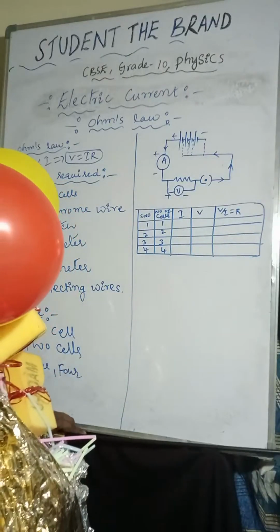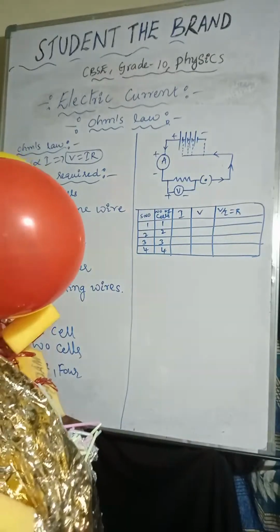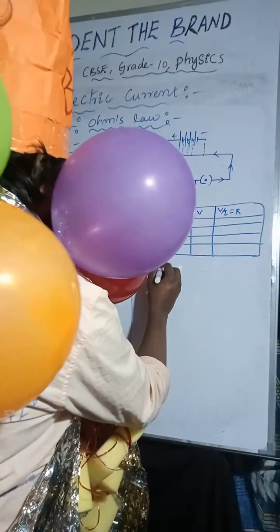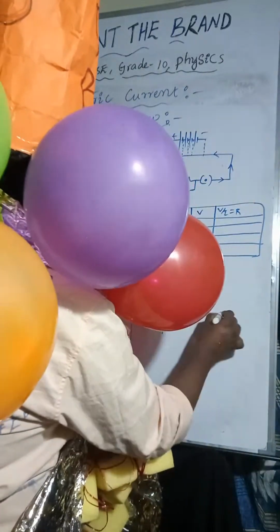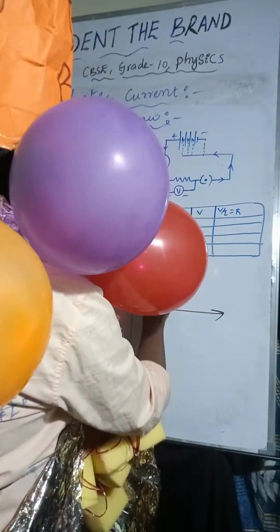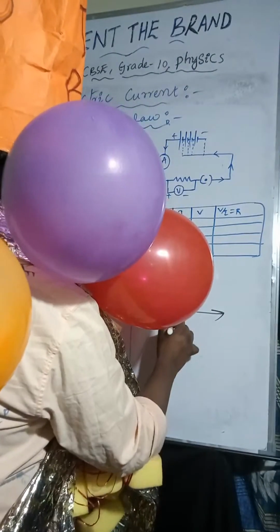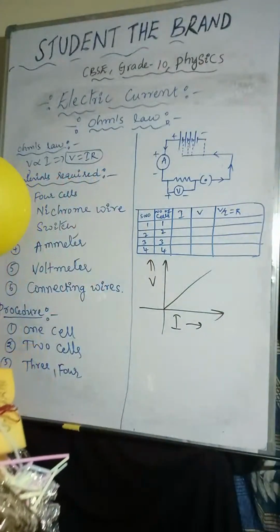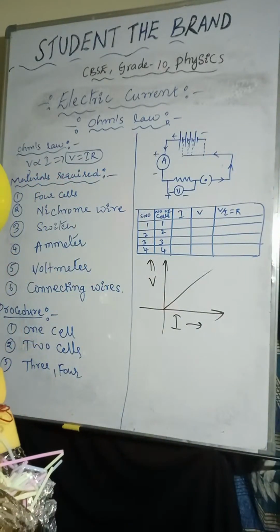Next one, so you have to draw the graph for VI. VI graph gives straight line. So I am taking like this. So V on y axis, I on x axis. Okay, the graph is straight line. Okay, so it obeys Ohm's law.